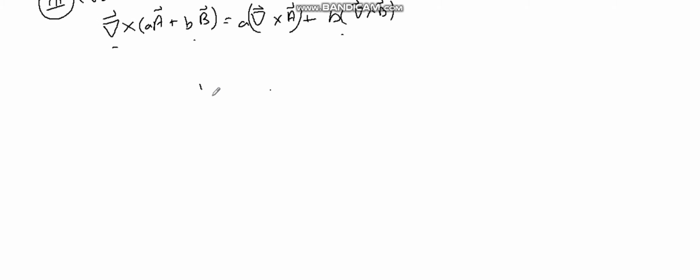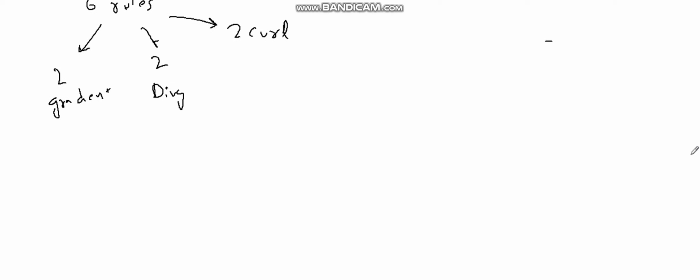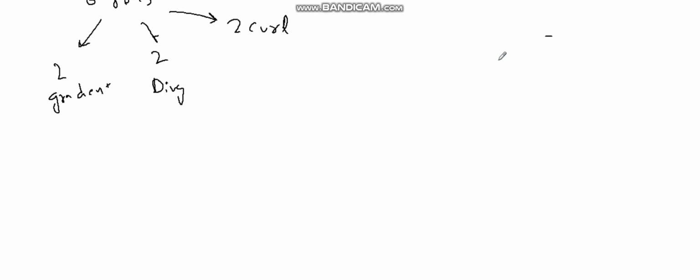Now there are 6 rules, 2 for the gradient, 2 for the divergence, and 2 for the curl, that I am going to tell you in the next video. I will give you a little idea how to prove them, but I am not going to prove them completely in this video because the derivation is quite long. Okay.